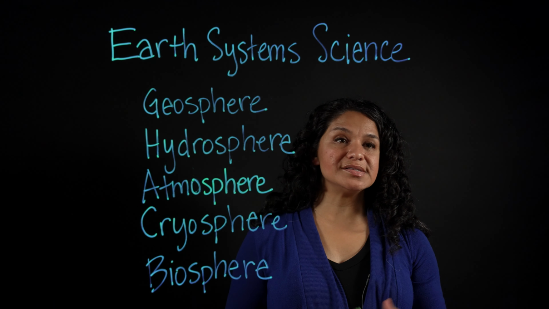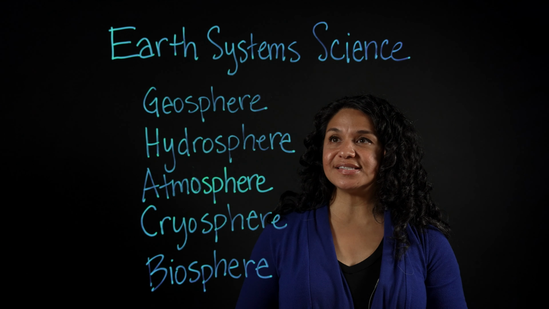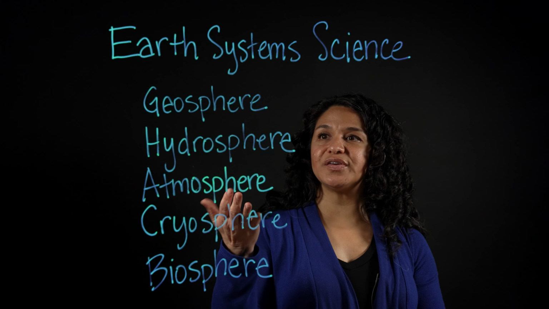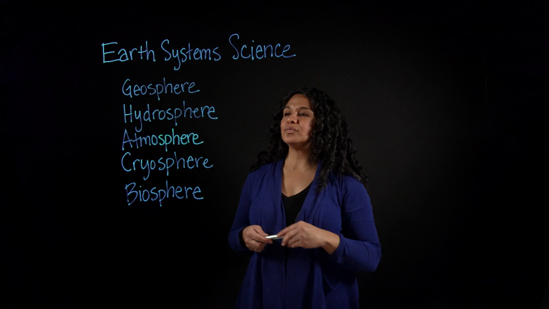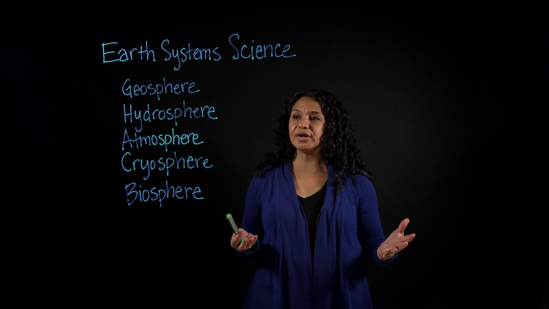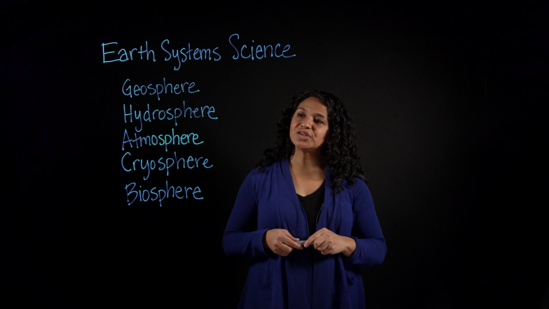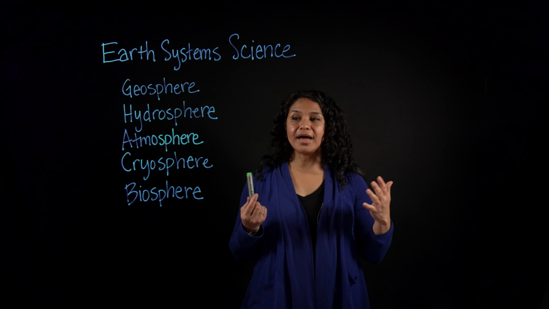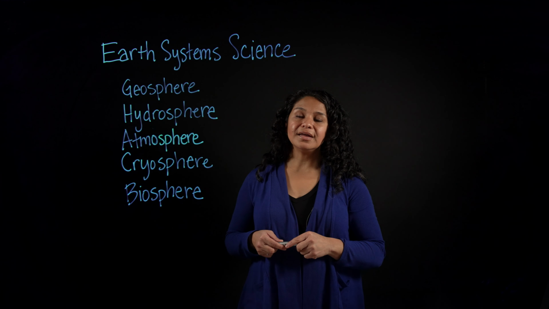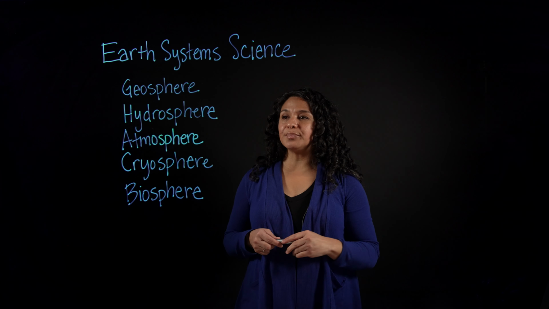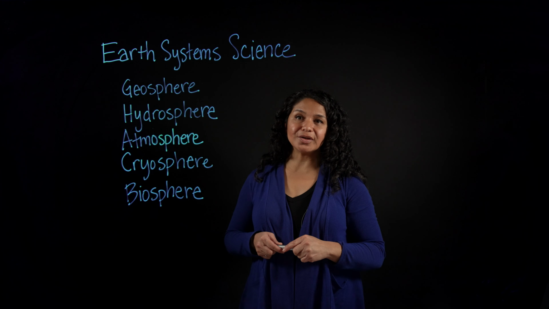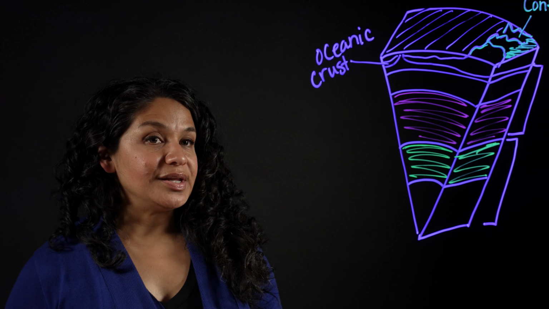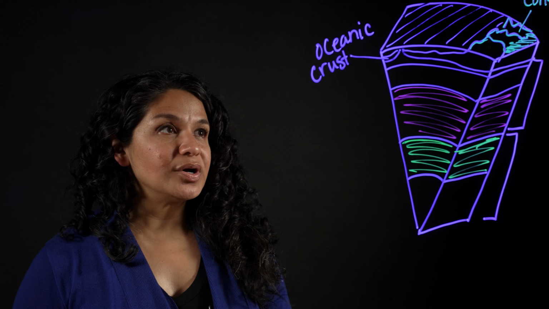The different spheres that we will look at in Earth science are the geosphere, which is the solid part of the Earth, the hydrosphere, which is the liquid water part of the Earth, the atmosphere, which is the gaseous part of the Earth, and the cryosphere, which is the solid water part of the Earth, and then the biosphere, which is where life occurs on the globe.